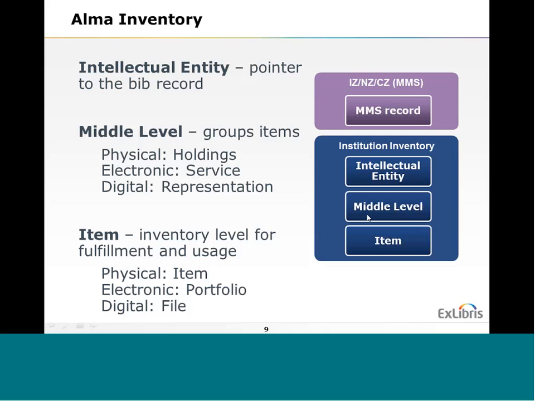The middle level, this groups together the items that you manage. So for physical resources, you use holdings records. For electronic resources, we use what are called services, and this would be, for example, full text services. And for digital resources, we use what's called a representation. The actual items that you manage that define usage, that define access, are at the most detailed level, and this is called the item level. So for physical resources, this is an item. For electronic resources, we call it a portfolio. And for digital resources, it's a file, or in other words, the digitized file.